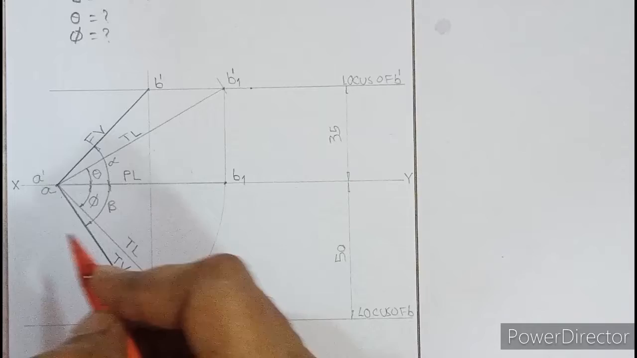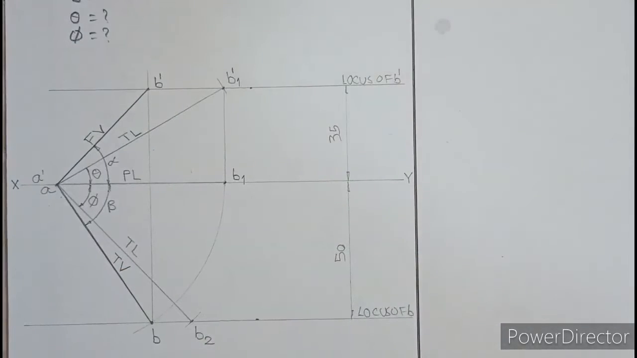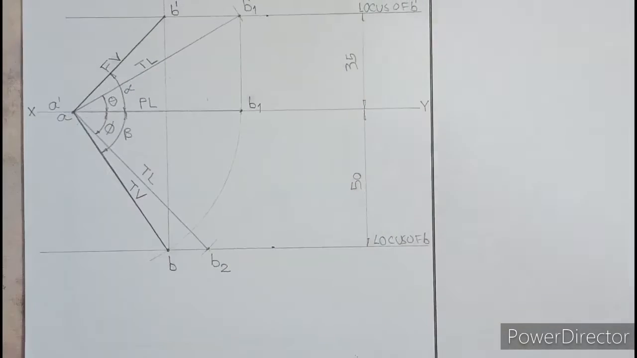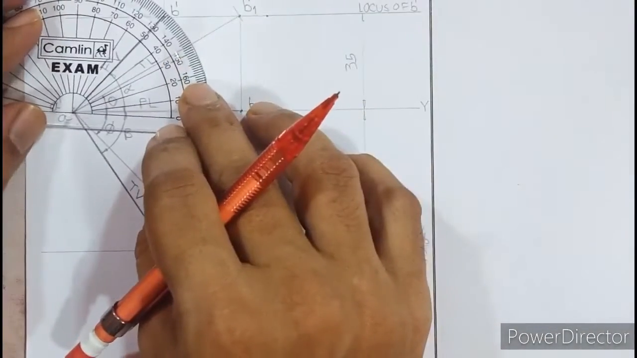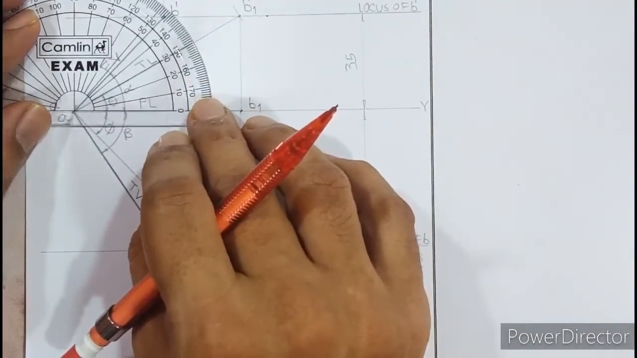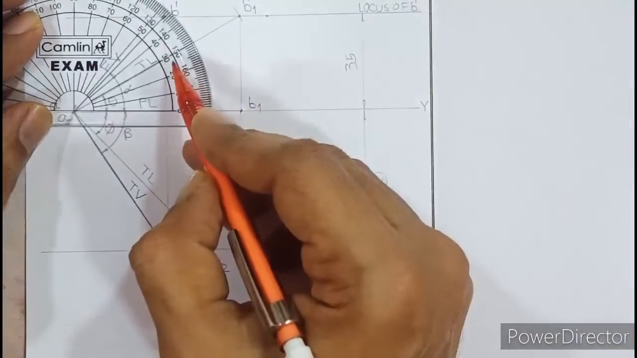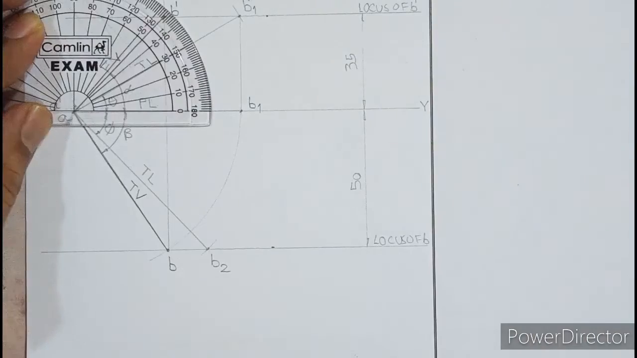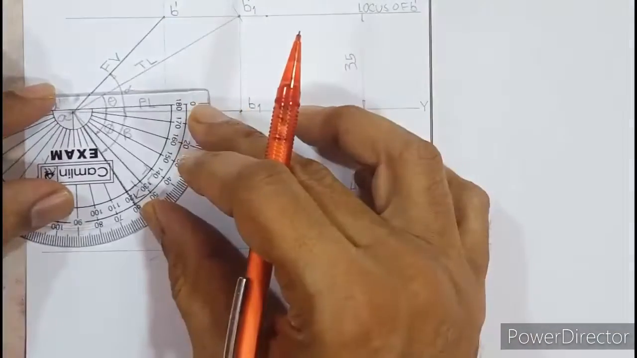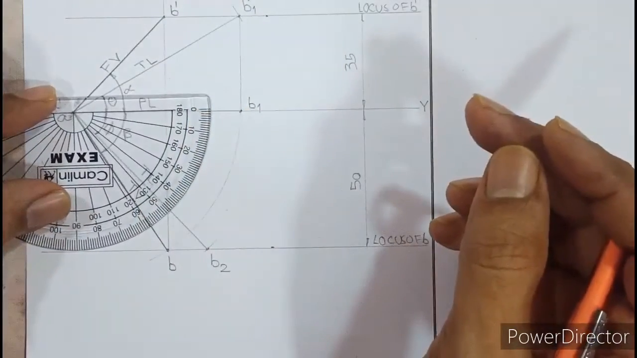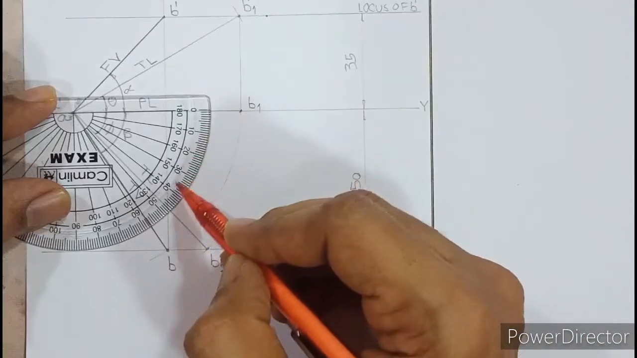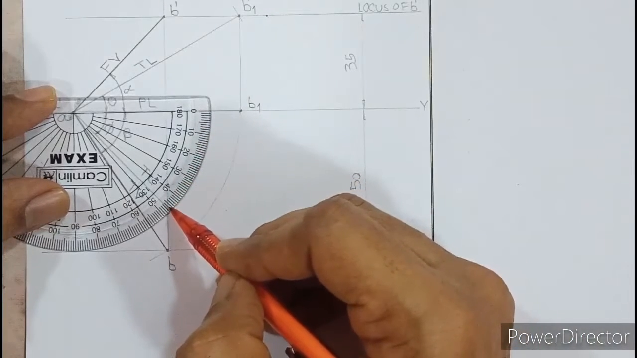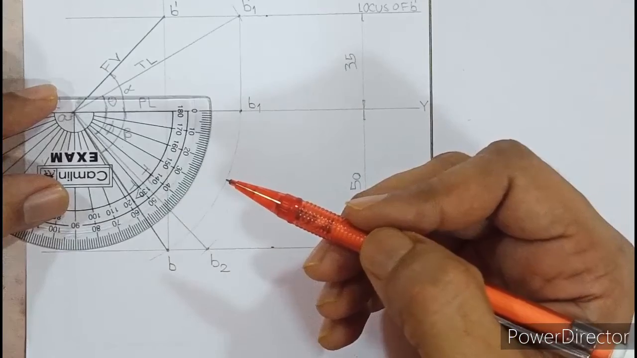Now we need to measure theta and phi and write down below. So let us measure theta and phi and write down the answer in standard format. I'll keep the protractor here, and if I measure, theta is approximately 30 degrees. On the downward side, if I keep the protractor like this and measure 10, 20, 30, 40, this is approximately 45 or 46.